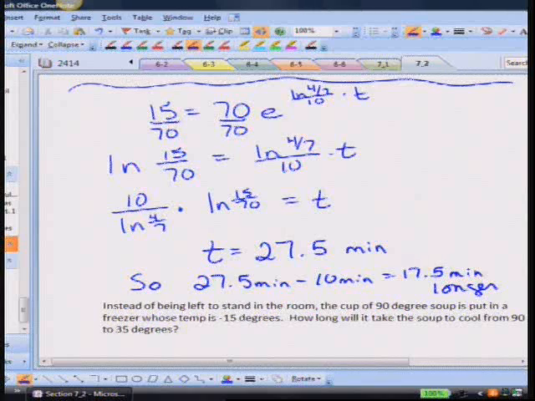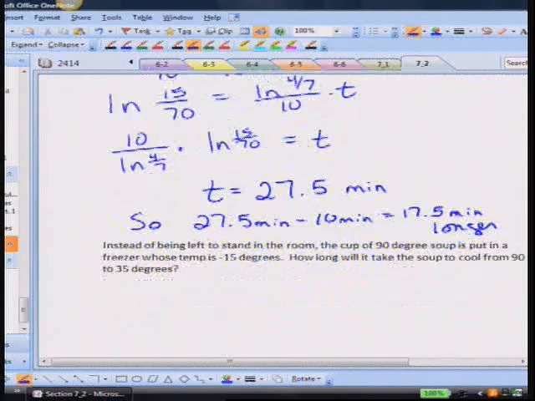And then to answer the second part, it says, instead of being left to stand in the room, the cup of 90-degree soup is put in a freezer whose temp is negative 15 degrees. How long will it take the soup to cool from 90 to 35 degrees? Well, on this one, our H naught is still 90. We want to end up with 35 degrees, but our surrounding temperature is negative 15 degrees.